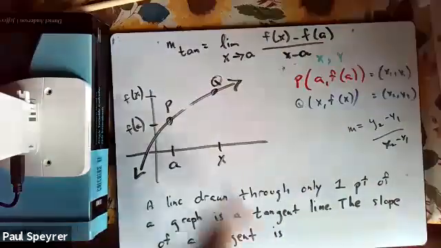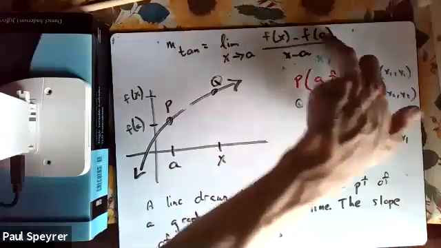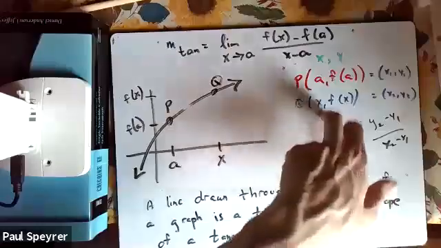So the slope of a tangent is the limit as x approaches a of basically y2 minus y1 over x2 minus x1.